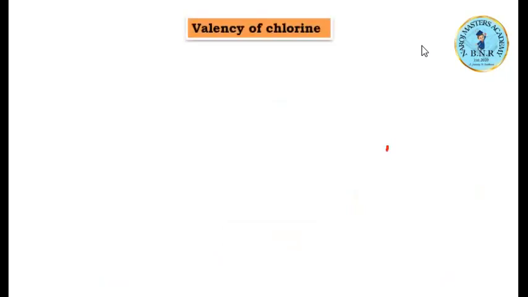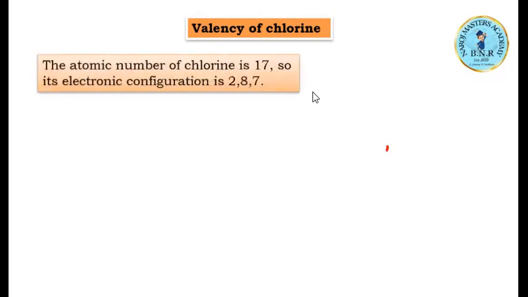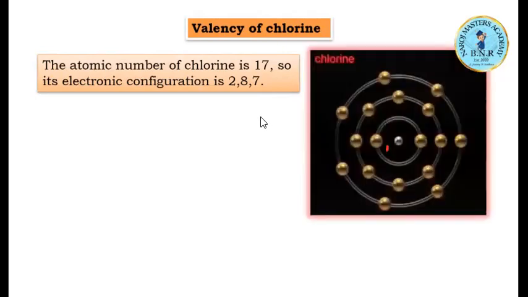Very easy concept. Now the valency of chlorine. Its atomic number is 17, so its electronic configuration is 2, 8, 7. In the outermost orbit of chlorine, there are 7 electrons. Is it stable now? No. We still need 1 more. Why only 1? Because 7 are already there, and to become stable we need a total of 8, so the balance is 7 plus 1.